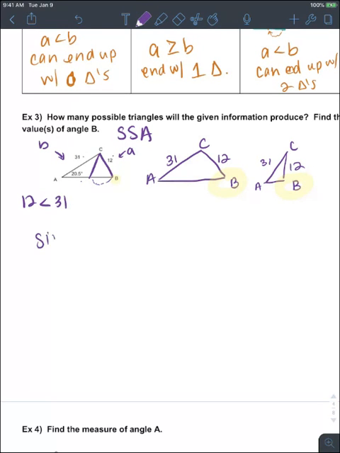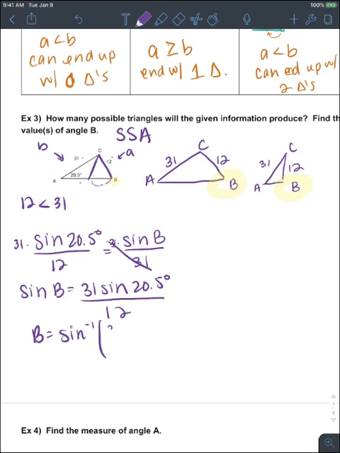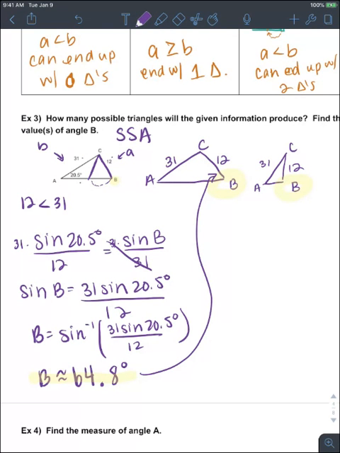All right. So the sine of A, 20.5 degrees, over its side length 12 is equal to the sine of B over 31. Okay. And I multiply by 31. That cancels. The sine of B is equal to 31 sine 20.5 over 12. When I solve with my inverse sine of my ratio, so 31 sine 20.5 over 12, B is going to be about equal to 64.8 degrees. Okay, where is that angle? Which triangle? Well, that is that angle right there, 64.8 degrees. So that's for my acute triangle.